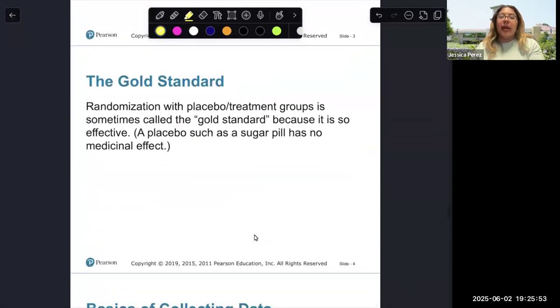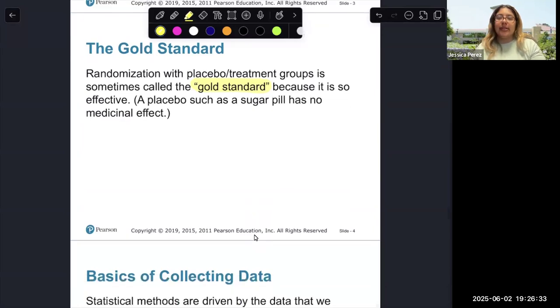Randomization with placebo treatment groups is sometimes called the gold standard because it's so effective. So hopefully we all know what that means. A placebo, such as a sugar pill, has no medicinal effect. So you don't know as a patient whether you're actually given the actual pill or a placebo, which is a false sugar pill, that can kind of influence your behavior. If you're being told by a medical person, hey, this is a Tylenol, this will make you feel better in the next few hours, and you're actually just getting a sugar pill, see how that kind of influences that.